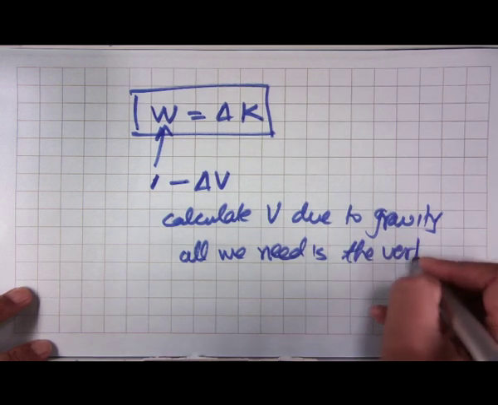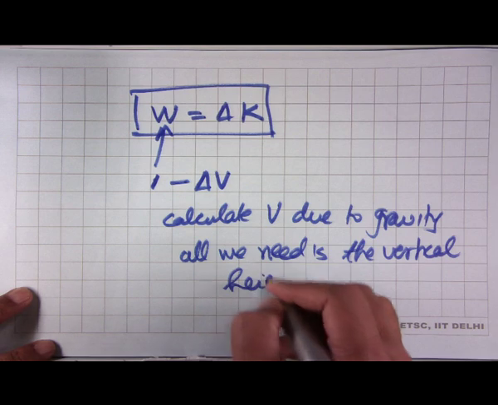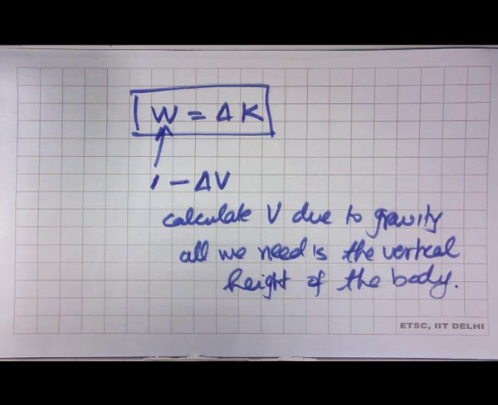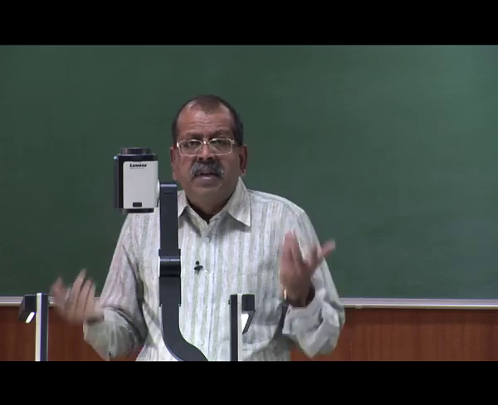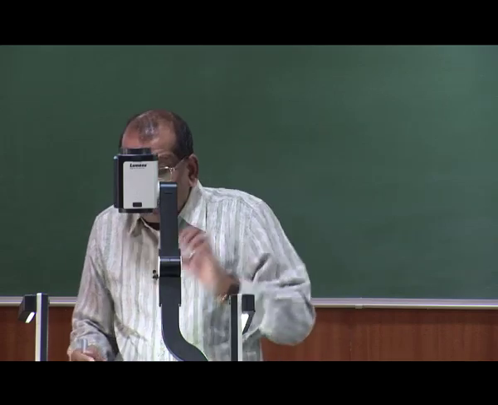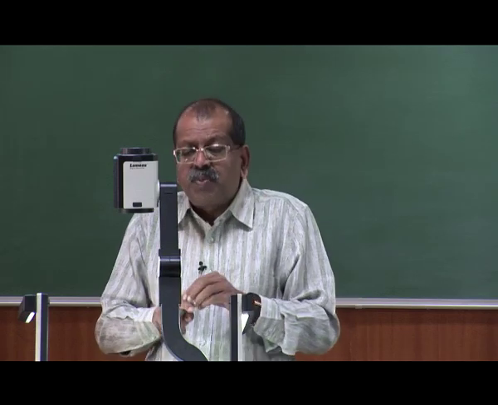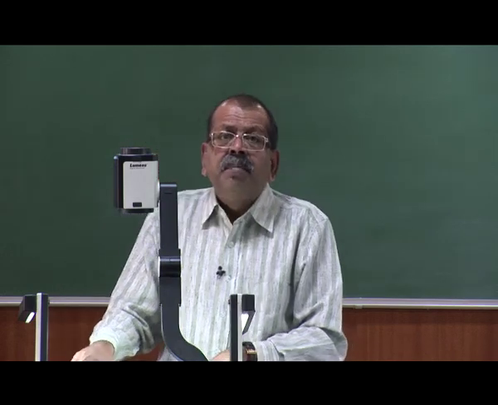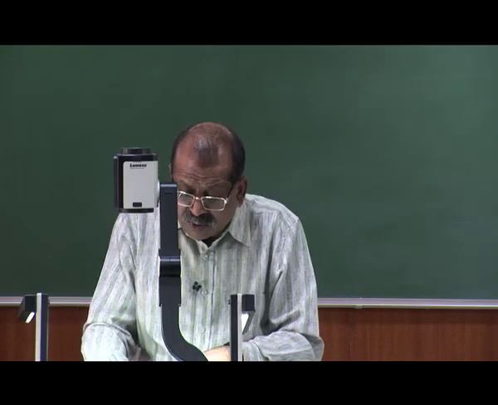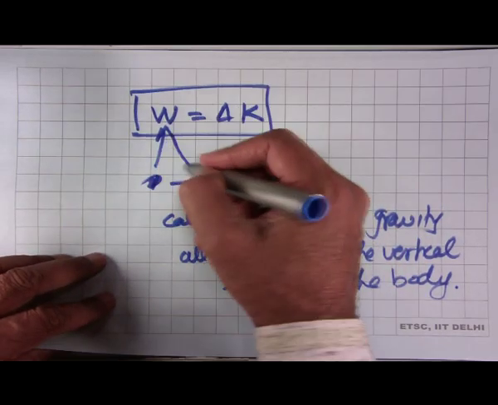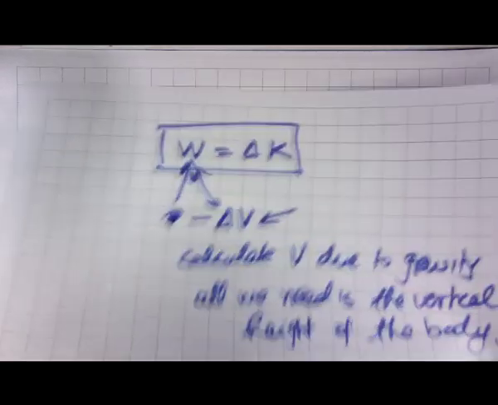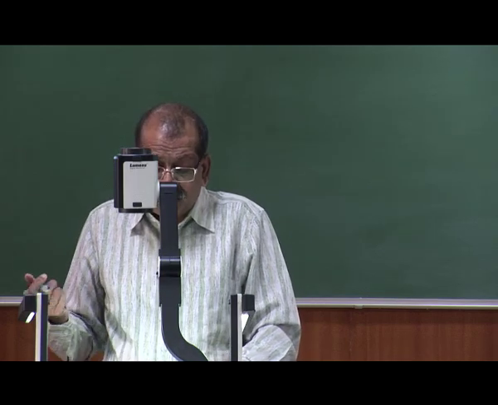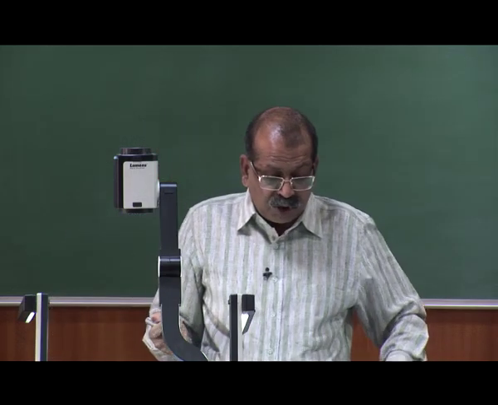the vertical height of the body. So, whether the body is moving along a curved path or inclined path, it does not matter. At the position of interest, we need to find the vertical height with respect to some reference position. So, the calculation of work done becomes quite easy when a conservative force acts, because instead of W, we use minus the change in potential energy, and we do not need to bother about the path the body actually takes when it moves from position 1 to position 2.